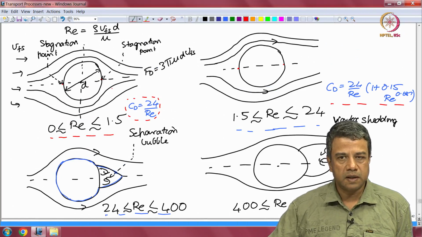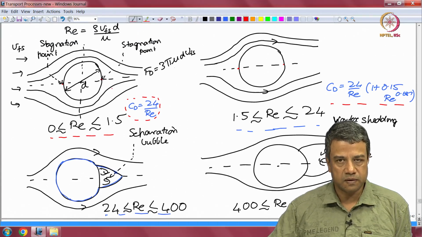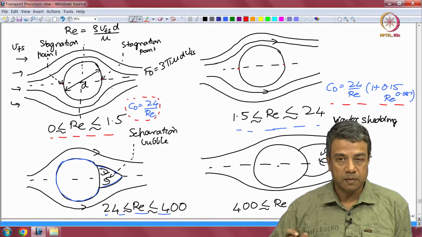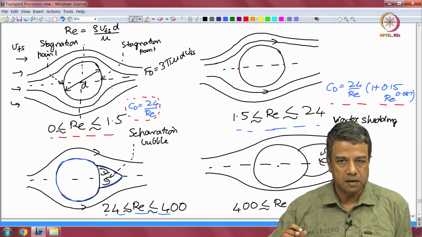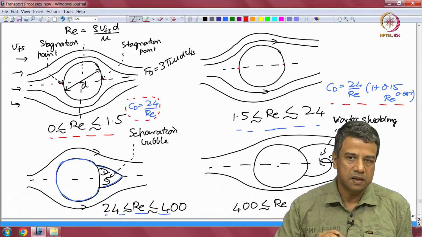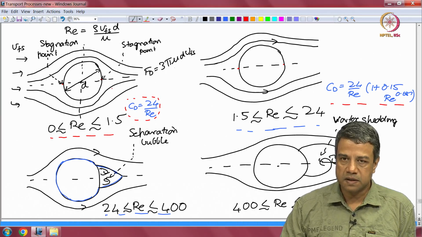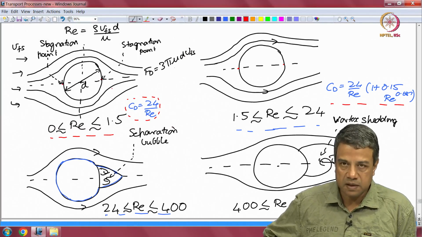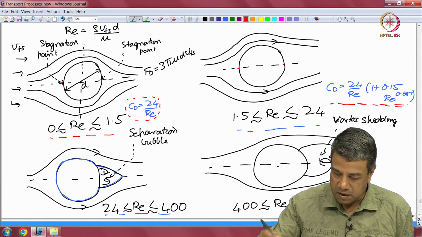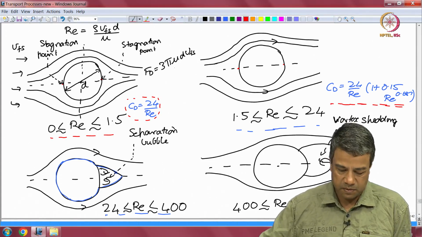When the Reynolds number increases beyond about 1.5 and it is less than 24 or so, there is no symmetry between the upstream and the downstream directions. On the downstream side, the streamlines converge much more slowly than the divergence on the upstream side. So it is asymmetric, and inertial effects are important. If inertial effects are not important, it will be symmetric. The drag coefficient has a correction due to inertia, 24 by Re into 1 plus 0.15 Re power 0.687.